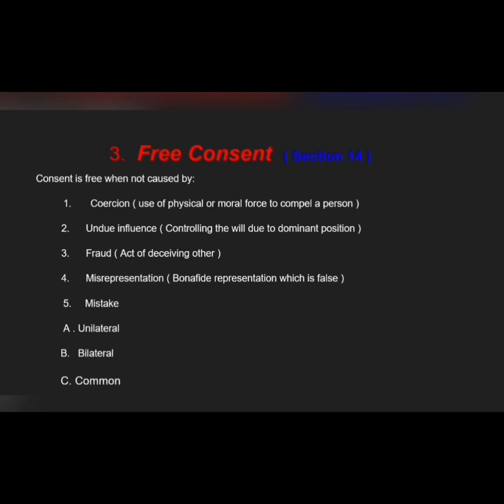Next, free consent, that is about the Contract Act 1872 essential, and this can be expressed with the help of section 14.